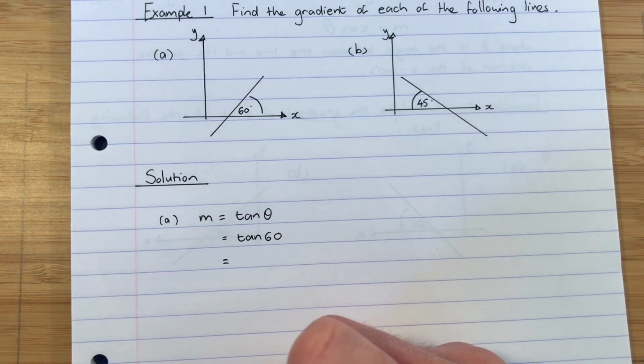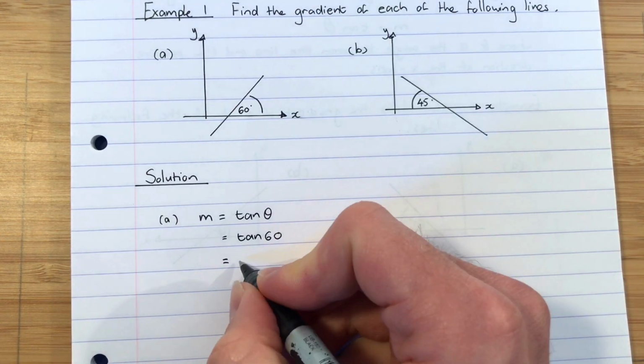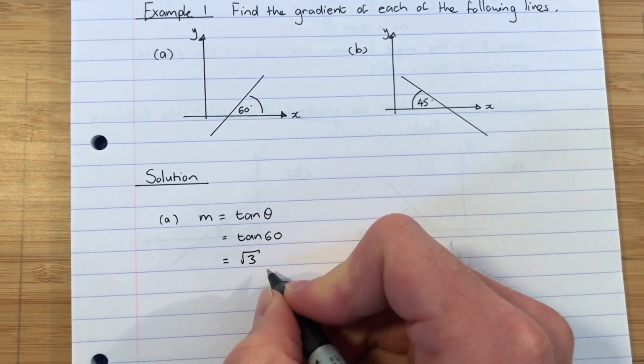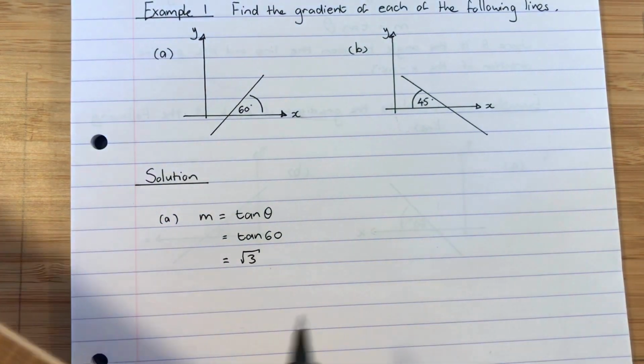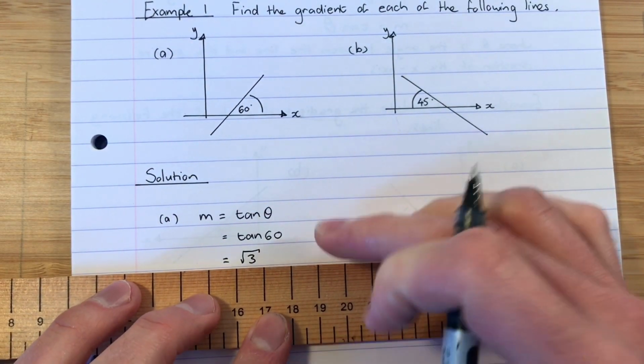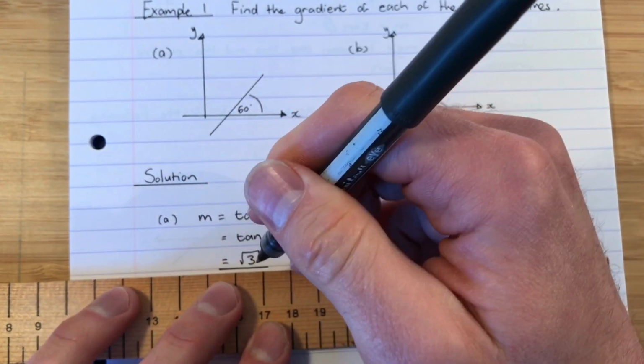And we can just put that into a calculator, and the answer should come out as the square root of 3, which is an exact value. You don't need to put it as a decimal. Root 3 is satisfactory for a gradient.